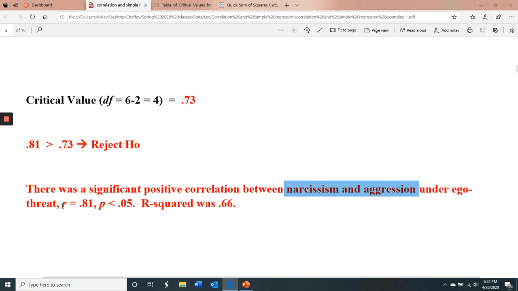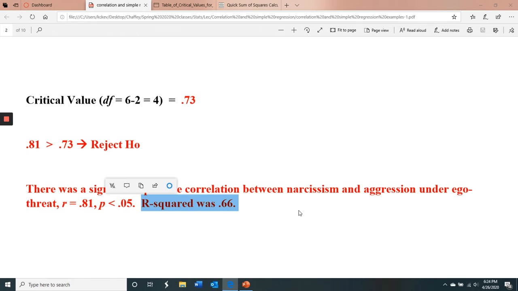Then we give our stat information. R, the correlation, is 0.81. We rejected the H0, so p is less than 0.05. 0.81 times 0.81 gives an R squared of 0.66. Probably we should say it's large. I guess I'll leave it up to you for this one.